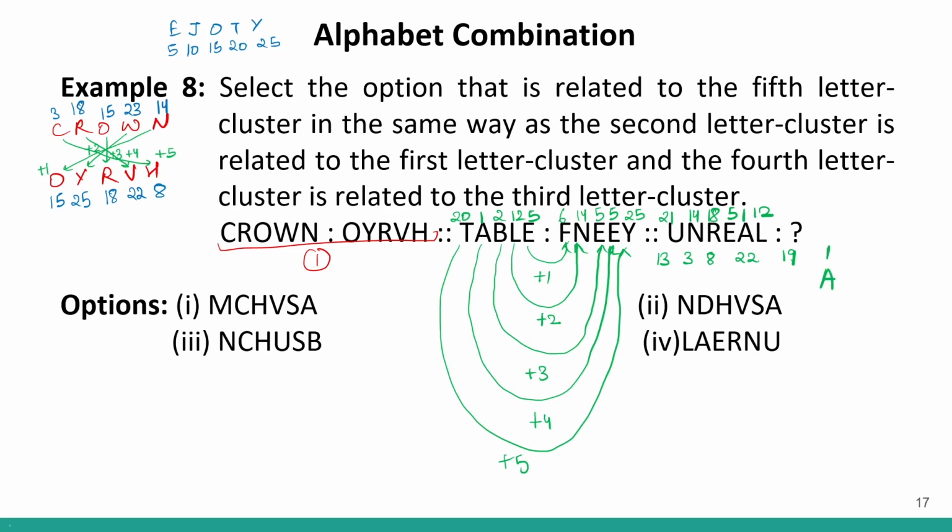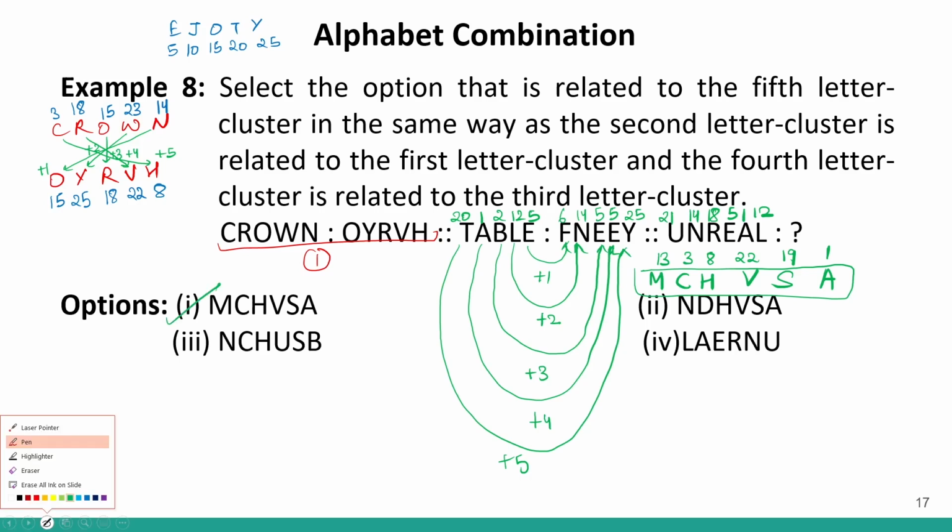So now at 13th rank, we have M, C, H. At 22 rank, we have V, right? And 19th rank, we have S. So the missing word is MCHVSA. And this is given in which option? MCHVSA is given in option number 1. So option number 1 will be the correct answer to this question. Right? Option number 1 will be the correct answer. Okay.